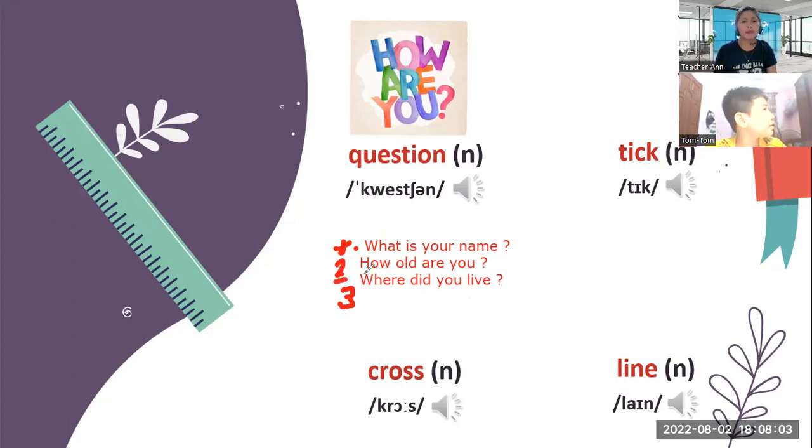Okay, number two, you read, Tommy. How old are you? How old are you, Tom? I am... Listen, listen. You will say, I am 8 years old. Again, how old are you, Tom Tom? You will say, I am 8 years old. Okay. How old are you, Tom Tom? I am 8 years. Very good. I am 8 years old.